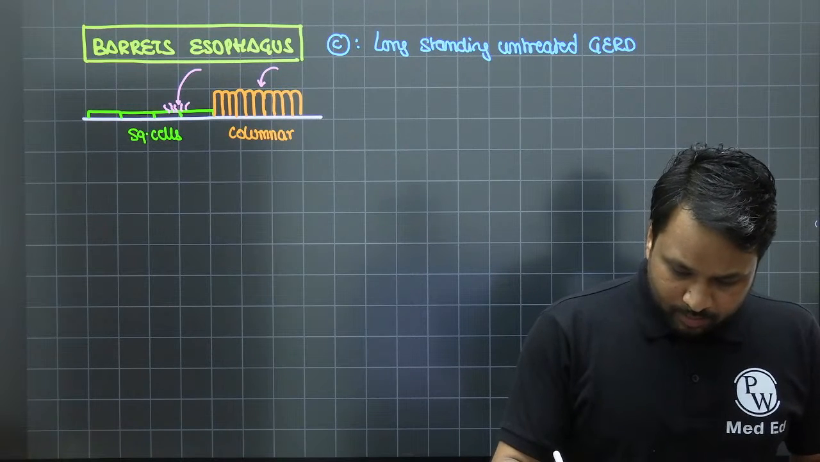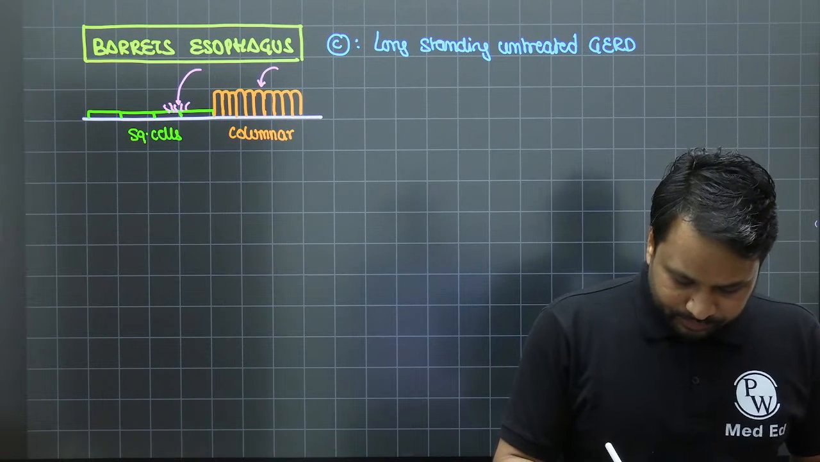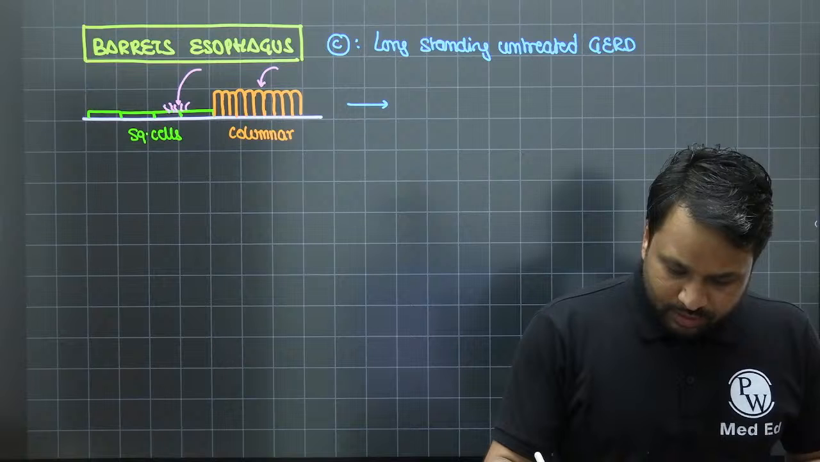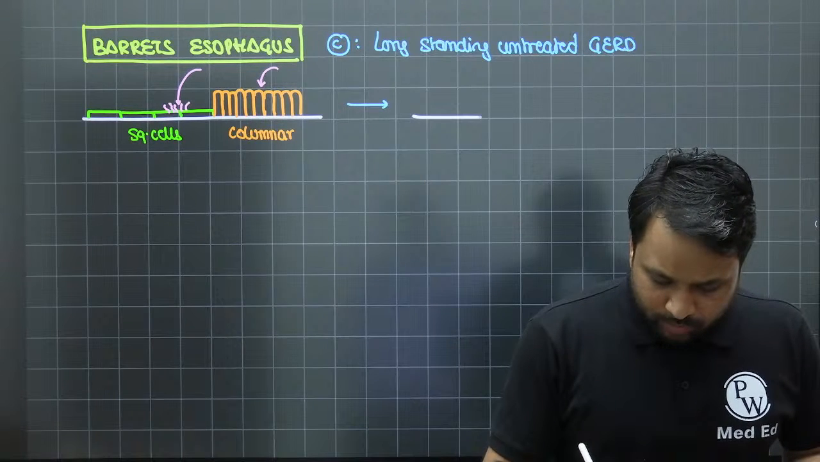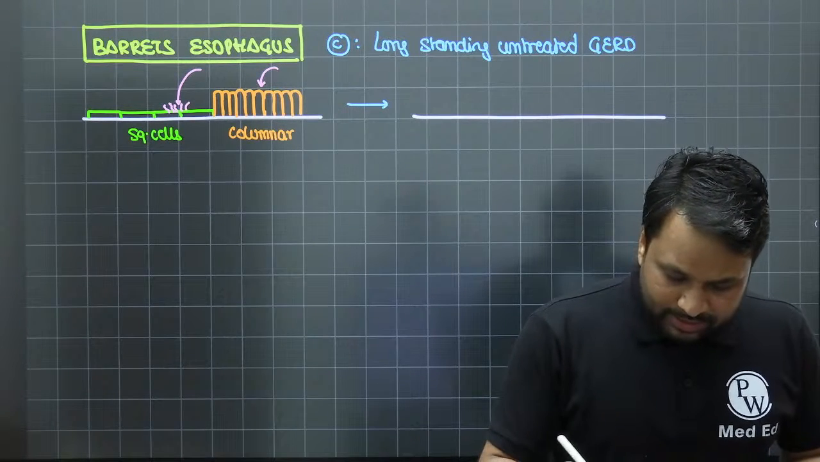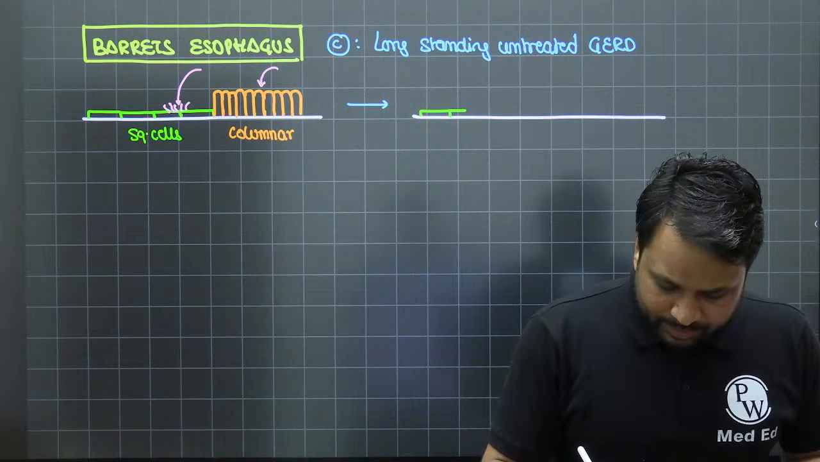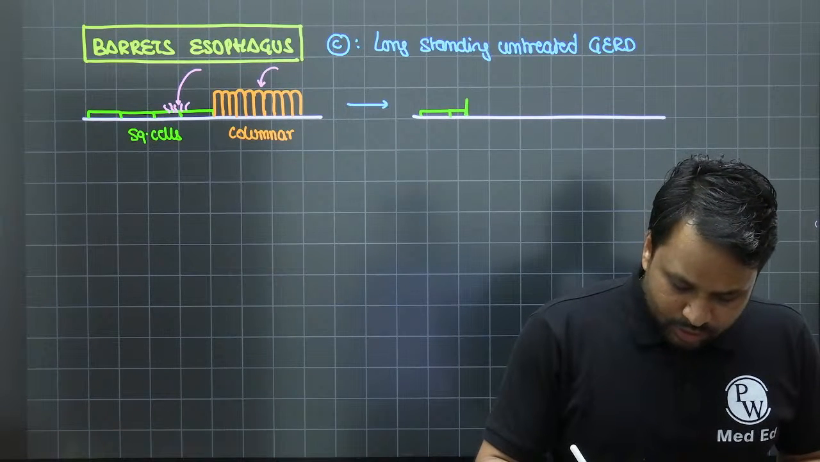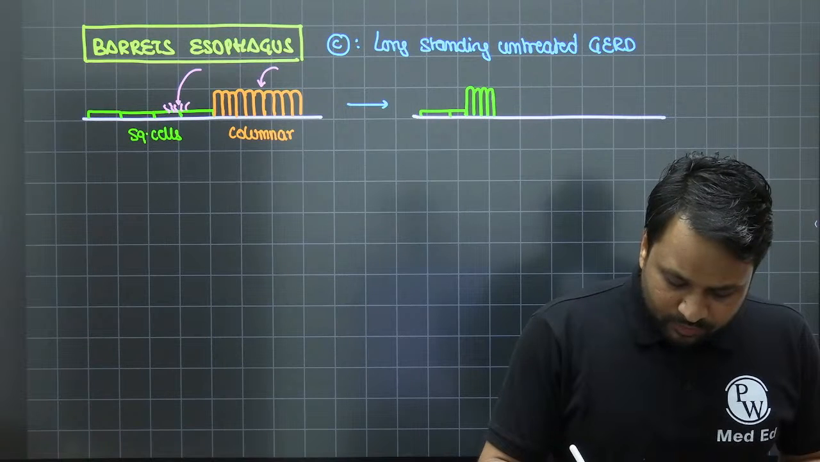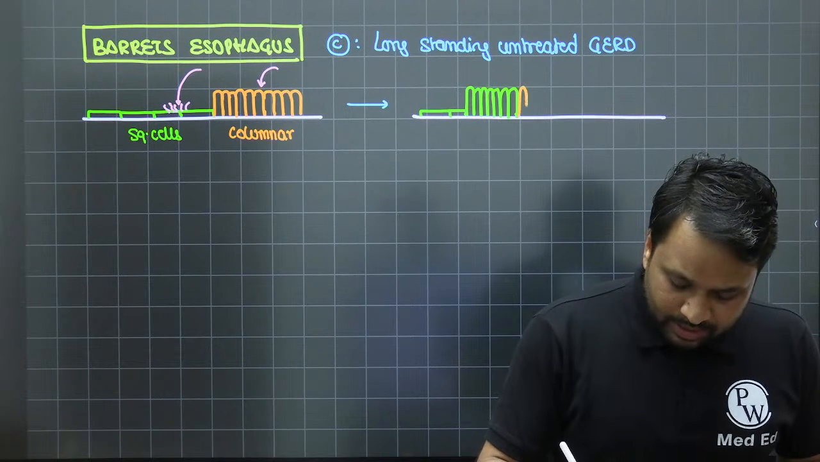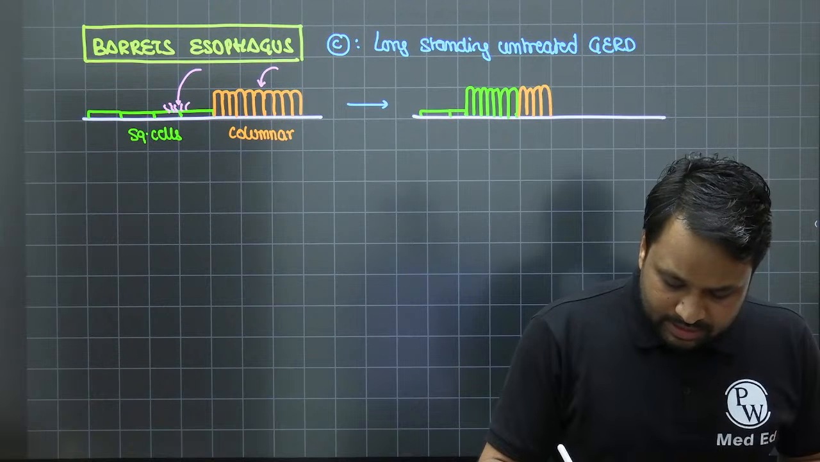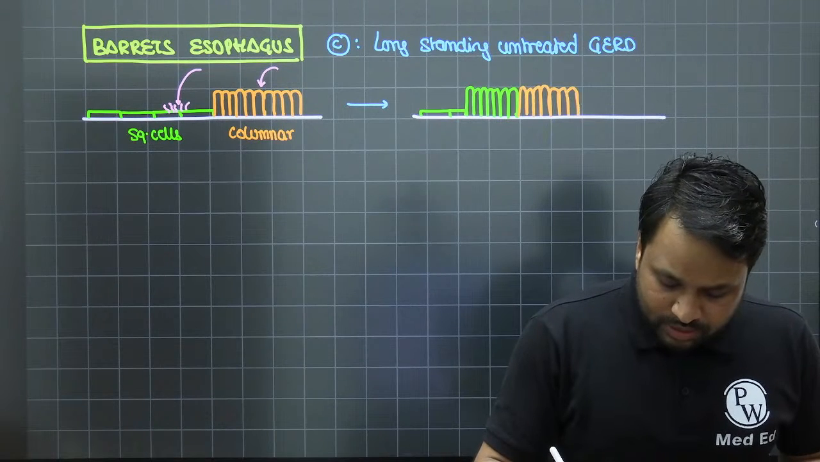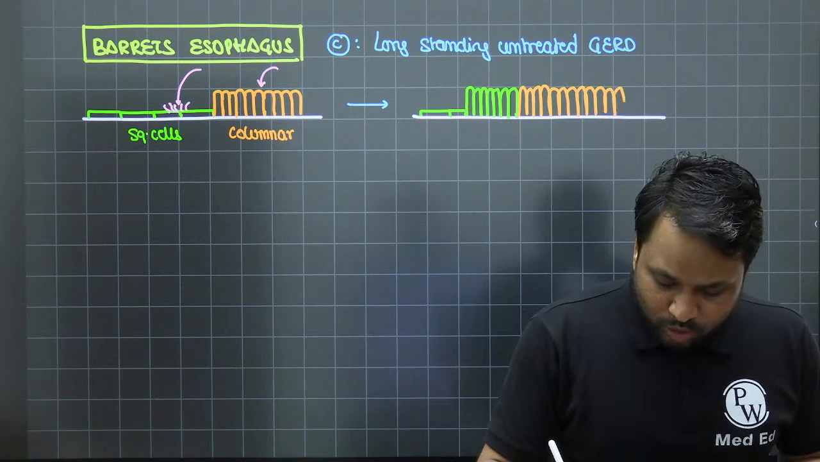The body says, let's do one thing, whatever was squamous, let's make it columnar as well. So what it does is, whatever was the squamous epithelium now starts to transform into the columnar epithelium. When they transform from one form of epithelium to another, this is what we call metaplasia. So you will see that this is now undergoing this compensatory change to avoid damage.